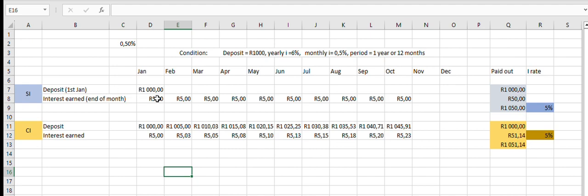So as you can see here, I've already pre-populated my table. I have from January to December here, and that's the amount that I'm going to deposit, which is 1,000 rand, using the simple interest approach. And this is what I'm going to be earning every single month, right? For me to get this answer, I used the monthly interest rate of 0.5%, which I put here. And as per the compound one, it's again 1,000 rand that we're starting with.